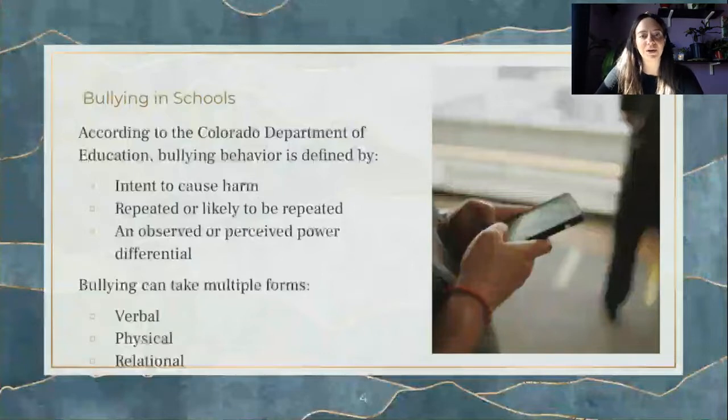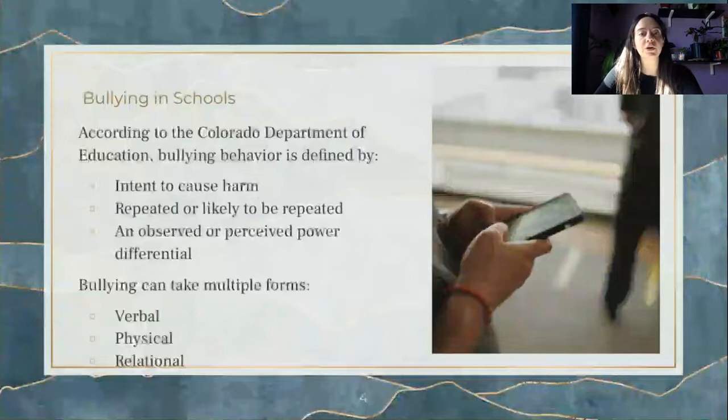Bullying is not perpetrated by a small number of students, but rather it is common across grades, gender, socioeconomic status, and all other aspects of identity. So how exactly do we define bullying? According to the Colorado Department of Education, bullying behavior is defined by 3 indicators.